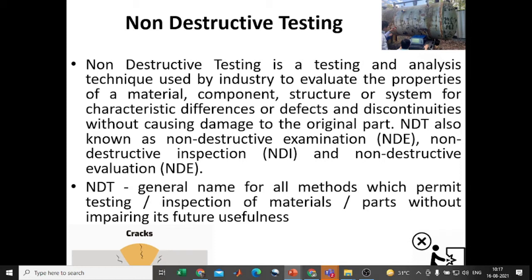If you are not damaging the workpiece, it means the workpiece property is preserved during its service application also, so we are not impairing its future usefulness with this kind of testing procedure.